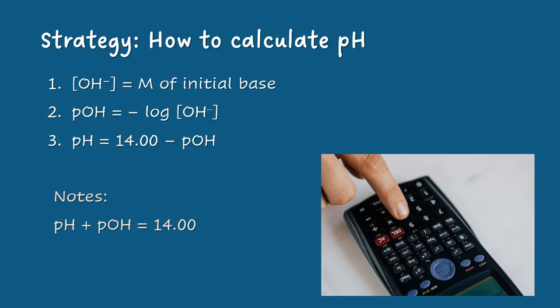Here, we can use the molarity of the base given in the problem for our hydroxide concentration. From there, we can calculate pOH by taking the negative log of the hydroxide molarity. Then, recognizing that pH plus pOH equals 14, we can rearrange that equation to solve for pH by taking 14 minus pOH. The 14 is not exact because it comes from the autoionization constant of water, Kw. Using the value of Kw to 2 sig figs will give us 2 decimal places in our value of 14.